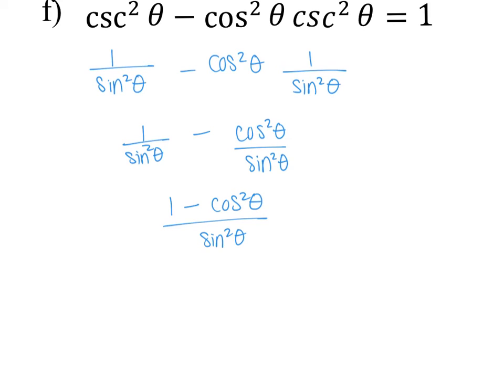The next thing I noticed is that the top here is 1 minus cosine squared. Anytime you have 1 minus cosine squared, you have a sine squared. I know that because I'm using the Pythagorean theorem. So if this ends up being sine squared for the top, and the bottom is already sine squared, then sine squared over sine squared is just 1. And so finally, I have this left-hand side matching up with the right-hand side.